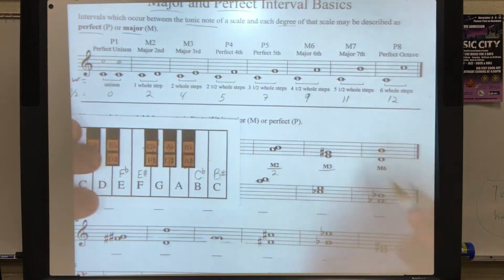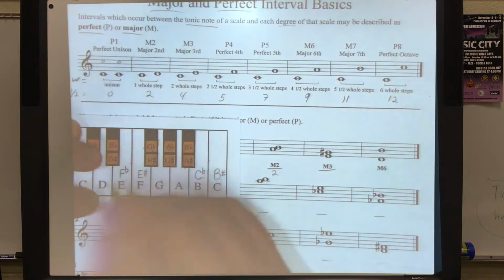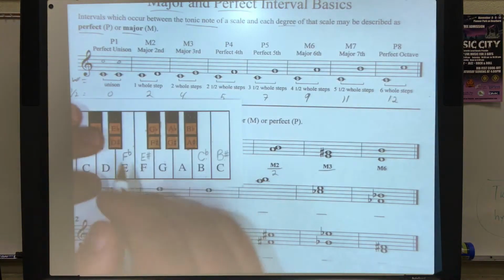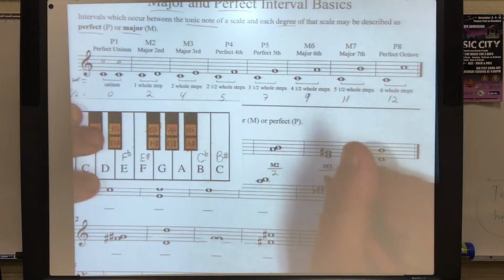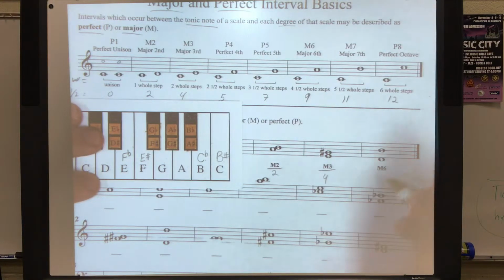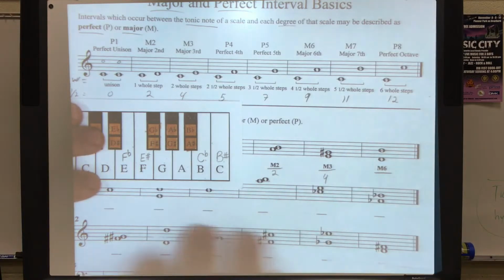We've got an E to a G sharp, so we start at E, that's 0. 1, 2, 3, 4. 4 half steps. That's how we know it's a major third. Major sixth.